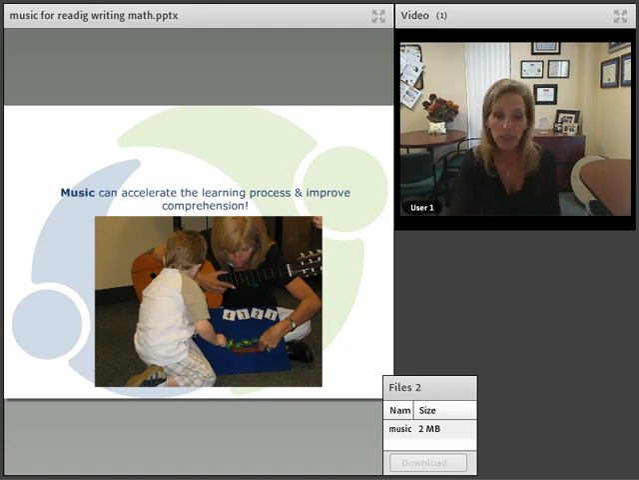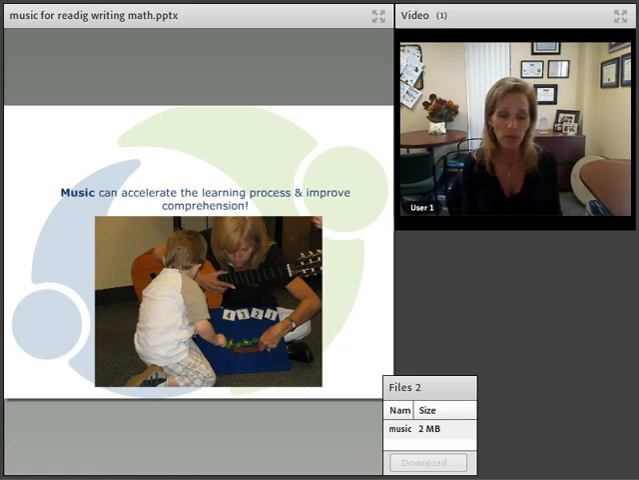Music can also accelerate the learning process and improve comprehension. So in this picture here, I'm working with a little boy doing the song Five Green and Speckled Frogs. It's a great song to be able to teach counting back. A lot of children can count forward, 1, 2, 3, 4, 5, but they may have trouble counting backwards. And in this song, the frogs start disappearing, and you can see I use a visual support where I have the numbers, and as each frog in the song jumps off the log, we take a number off. And so we're able to teach that math skill of counting backwards, but through a song.